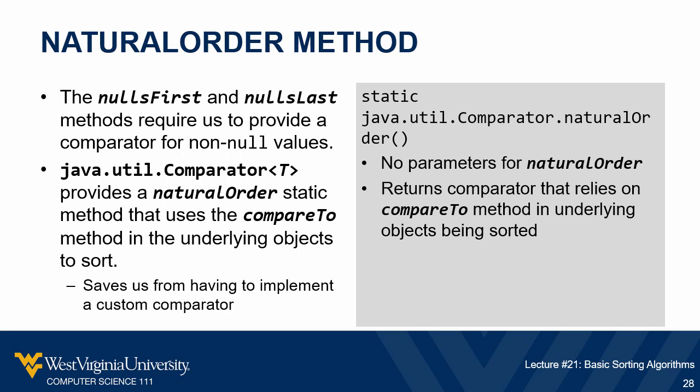If we create a custom class, we could also write our own custom compareTo method there, and if we said naturalOrder, it would just go ahead and use that. So we're going to rely on naturalOrder to handle really the bulk of our sorting, anything that is not null. Let's go ahead into Eclipse and we'll see how we can code up bubble sort.